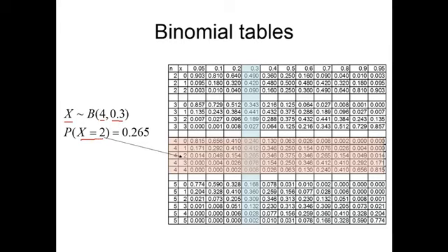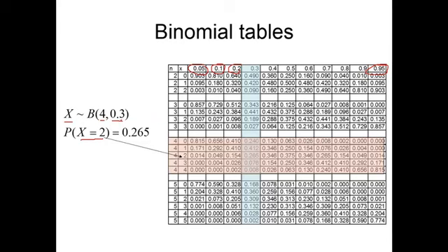Okay, this is how we do it. We have a set of tables, and these are located on Canvas. You should be able to find them. And the tables have the binomial values for different values of n. I think we have n that goes from 2 all the way up to 20, and different values of p, going from 0.05, 0.1, 0.2, all the way up to 0.95.